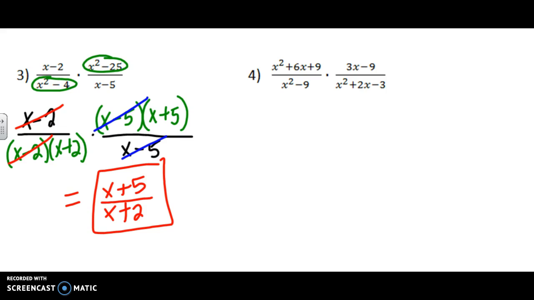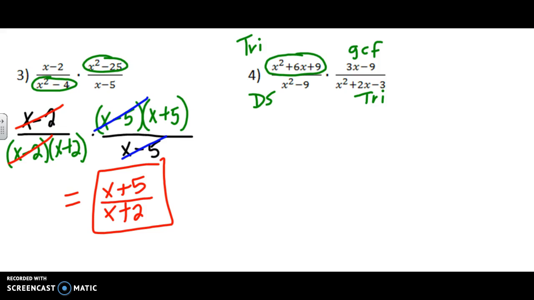Next one, we have some more factoring going on, but it's the other kind of factoring. So this one's trinomial factoring. Here I have GCF. Here I have difference of squares. So we have all kinds of different factoring going on. Another trinomial down here. So we have to make sure that we're really good at our factoring.